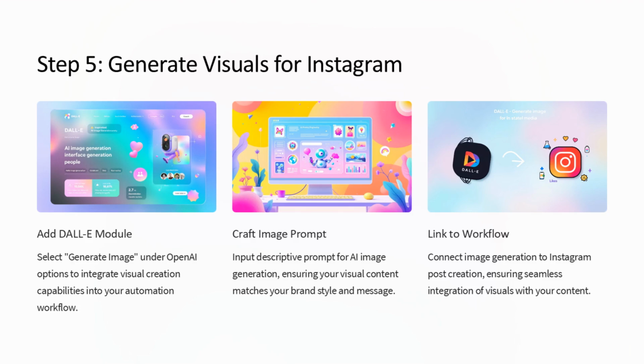Step 5. Generate visuals for Instagram. For Instagram, visuals are crucial. Use OpenAI's DALL-E to create relevant images. Add a module. In Make.com, select Generate Image under OpenAI's options. Input your prompt. Example. "Create a futuristic AI-themed image suitable for social media." Link this to your Instagram workflow.